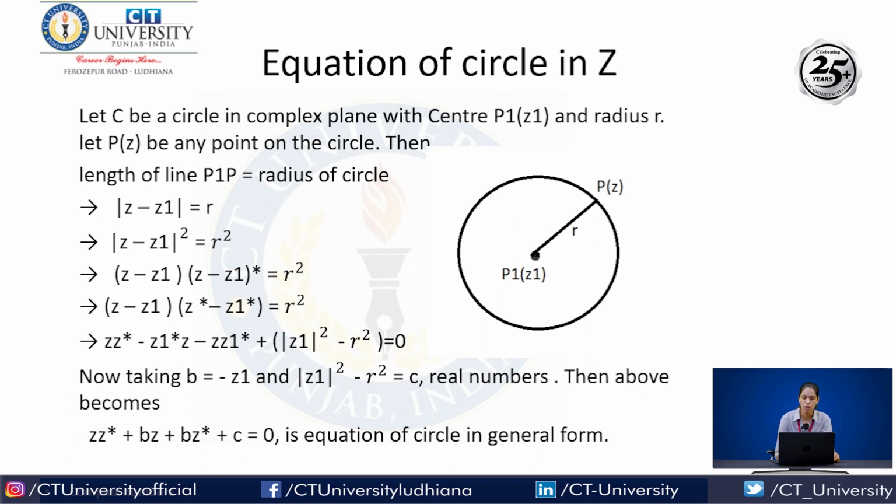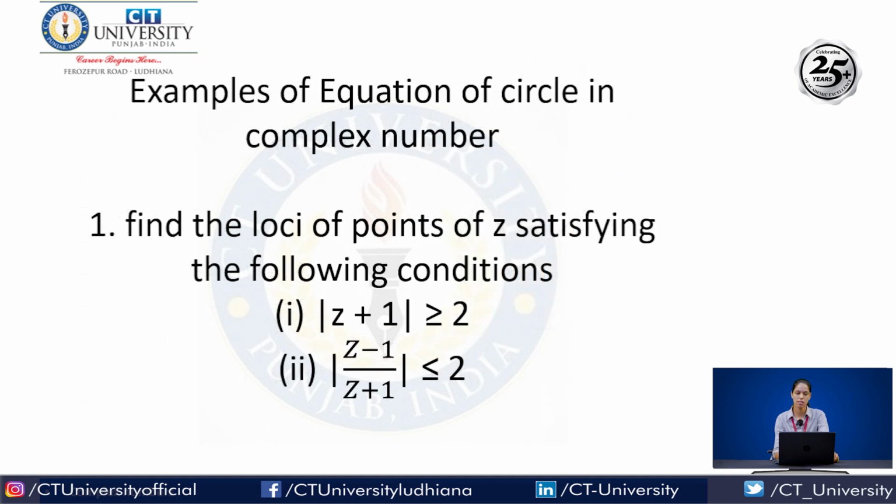So I am taking the whole equation in the positive form with the coefficient of z z̄ as 1, and this is the equation of the circle in the general form. This is the equation of the circle in z, that is in the complex form. Next is the example of the equation of circles. You may easily understand all this derivation in the example.